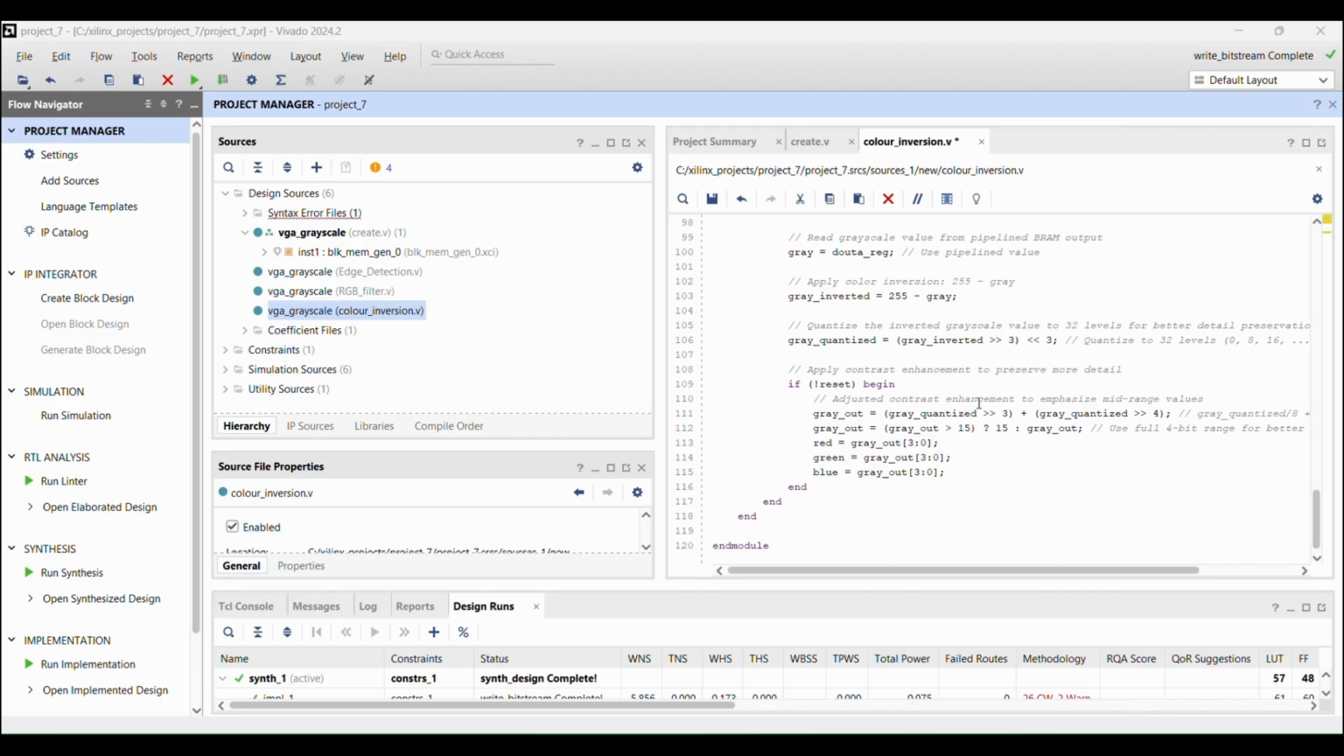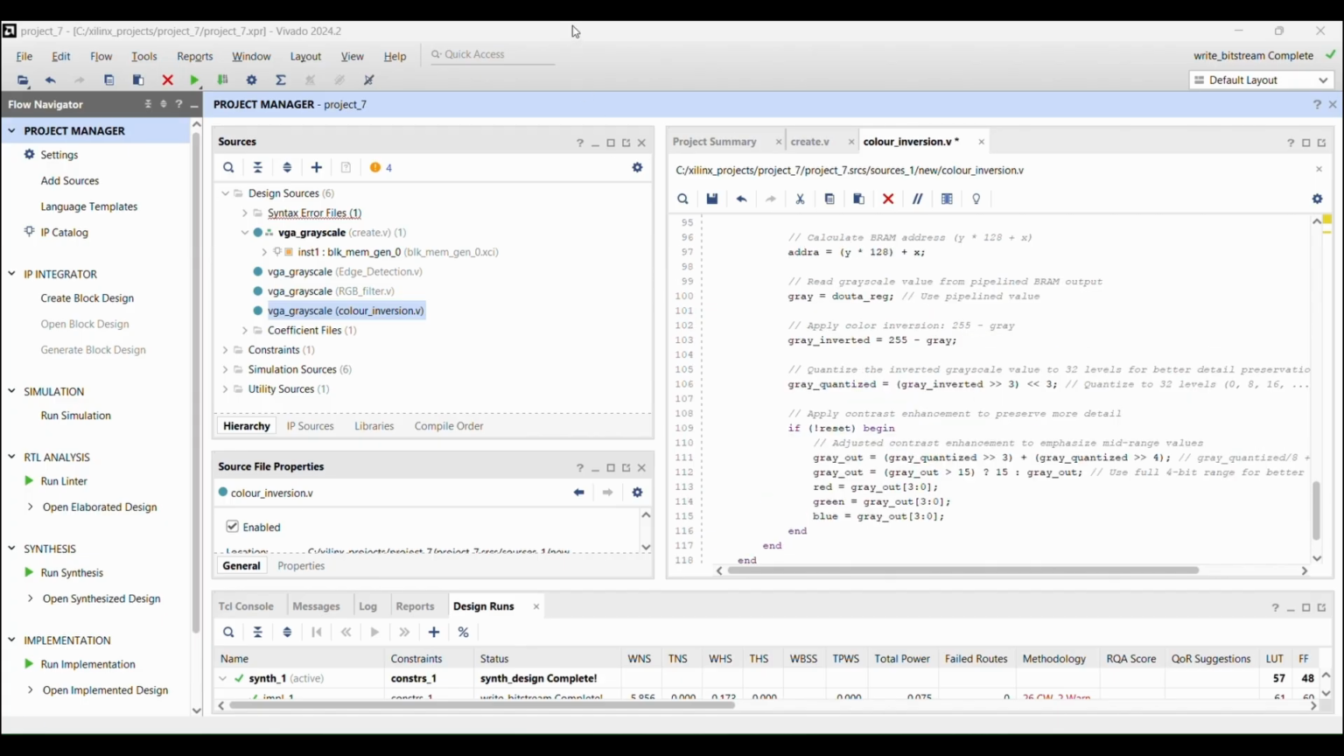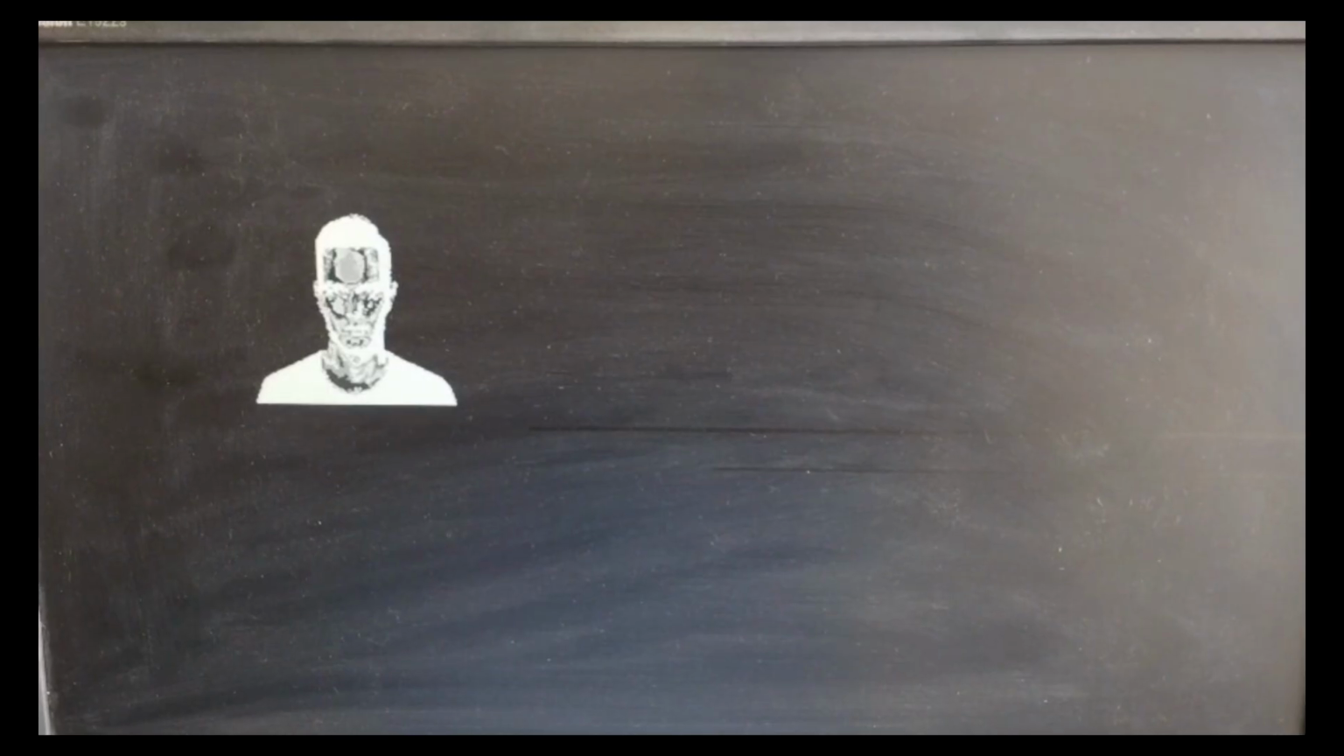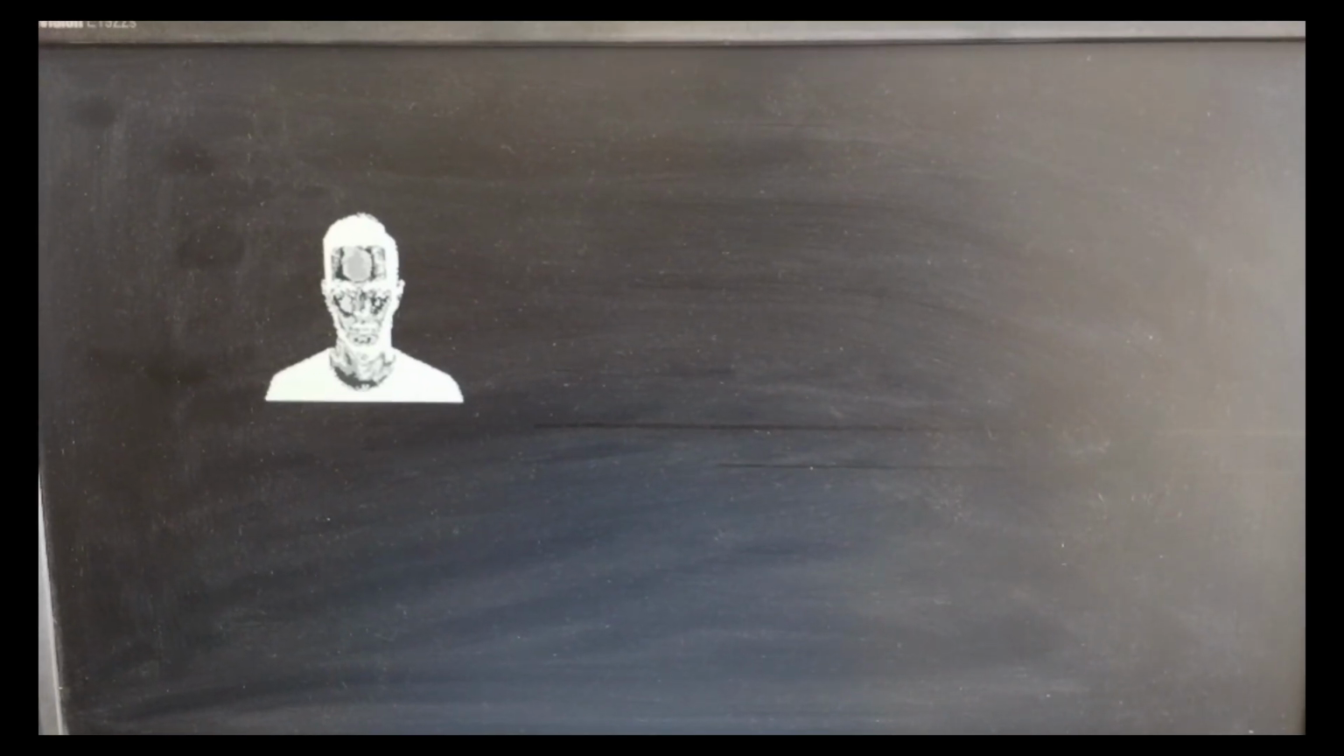This hardware accelerated approach ensures that inversion in display happens in real time, making it efficient and ideal for live video or embedded applications. This is the output you have got for color inversion image from grayscale image.